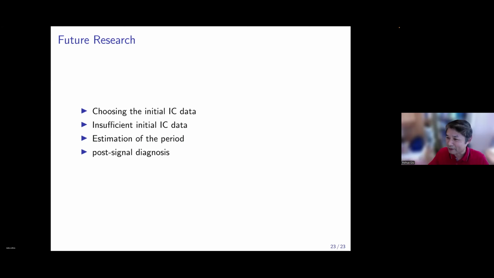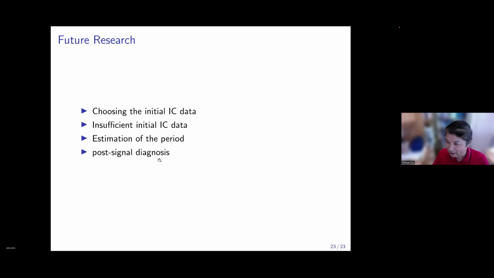Remember, for dynamic process monitoring, I always assume the period is 1 year. For example, infectious disease, why exactly 1 year? This year, the period could be 11 months. Next year, maybe the period is a little bit longer. So how to choose the initial in-control data? How about we don't have sufficient in-control data? How to estimate the period?